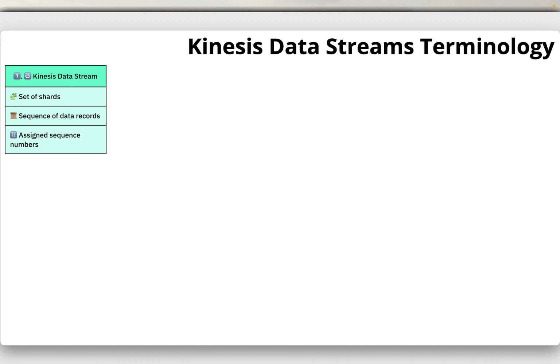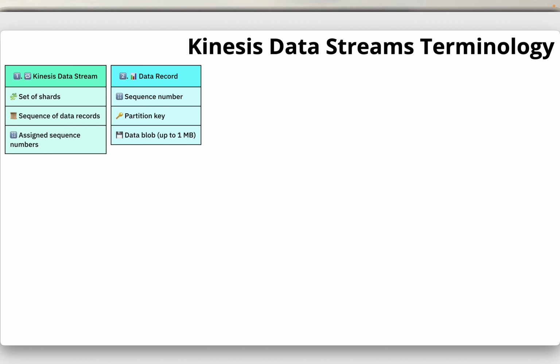Then you have the data record. A data record is the unit of data stored in Kinesis data stream. Data records are composed of a sequence number, a partition key, and a data blob, which is an immutable sequence of bytes. Kinesis data streams does not inspect, interpret, or change the data in the blob in any way. Our data blob can be up to 1 MB, 1 megabyte.